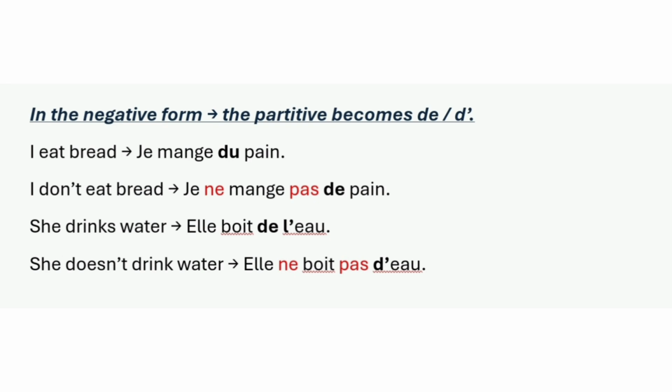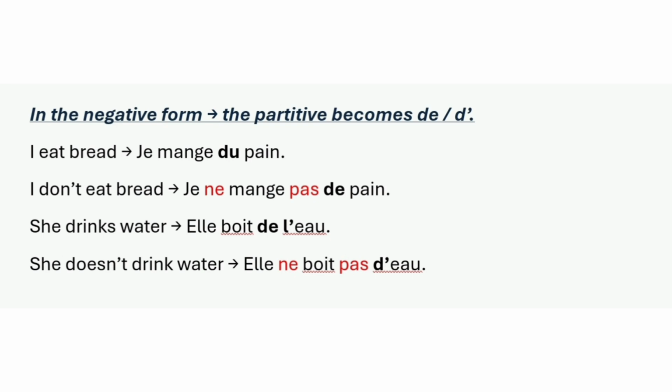But when we negate it, we say I don't eat bread. At that time, the partitive article, that is du, de la, des, changes into de. It doesn't remain the same in negation. In negation, it always changes into de. No accordance, only the preposition de. That is, je ne mange pas de pain. I do not eat any bread, or simply, I do not eat bread.